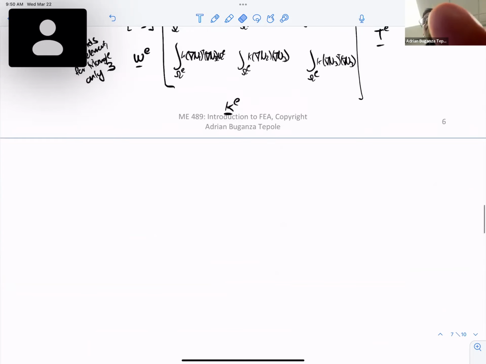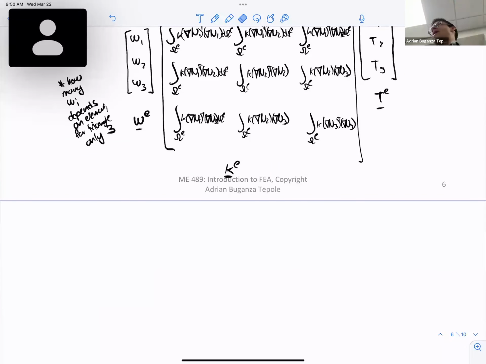We'll find out. For the homework, how do you actually compute that stiffness matrix? So how to actually compute the stiffness matrix?